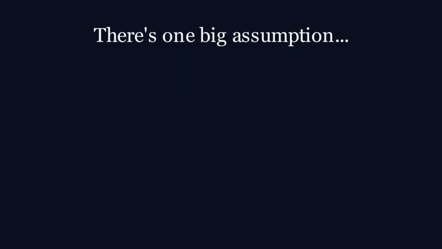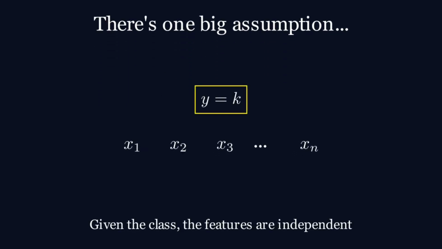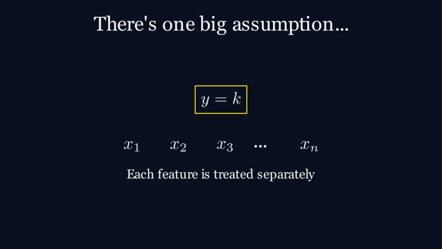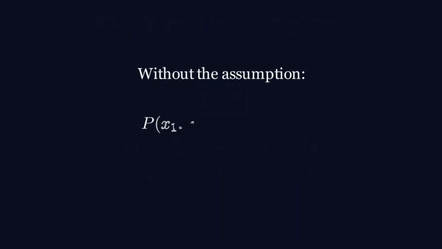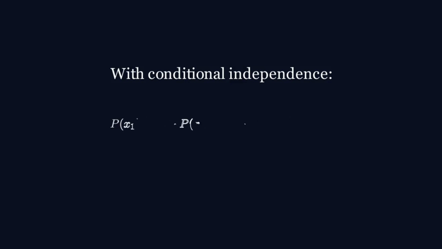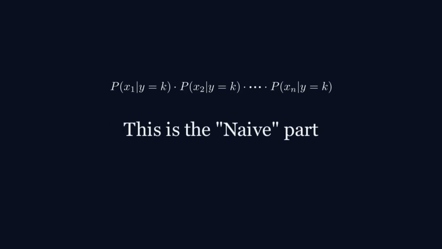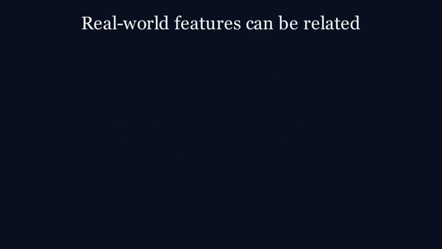Now this algorithm works by making a pretty big assumption. It assumes that once we know the class, each of our features is independent of the others. This is called conditional independence. So instead of having to calculate this, we can split it up into this, or more compactly, something like this. And this is where the naive in naive Bayes comes from, because in the real world, assuming all of our features are conditionally independent is pretty naive.